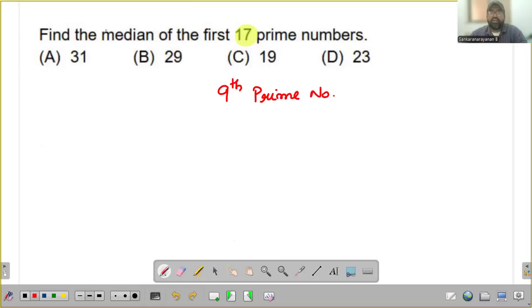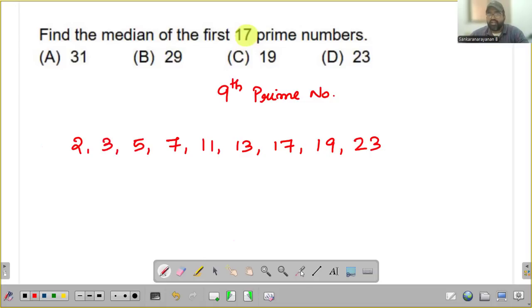So now the 9th prime number. See, 2, 3, 5, 7, then 8, 9, 10 are not prime. Then we have 11, we have 13, then we have 17, we have 19, then 20 not there, 21 not there, 22 not there, we have 23. And when I'm observing, you can say 1, 2, 3, 4, 5, 6, 7, 8, 9. That 9th prime number is equal to 23. So for this particular question, option D, it reads 23. That is going to be my answer.